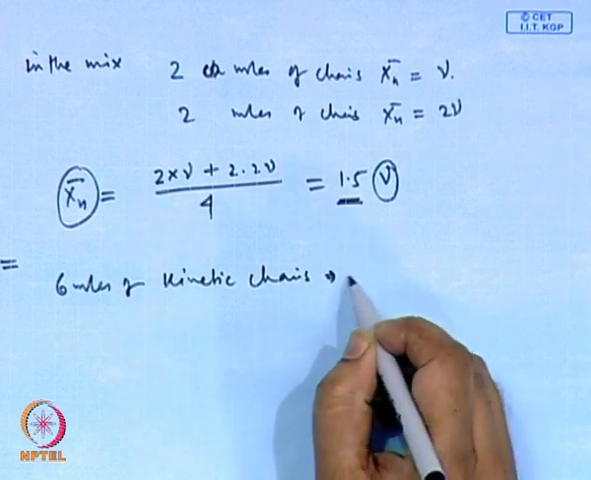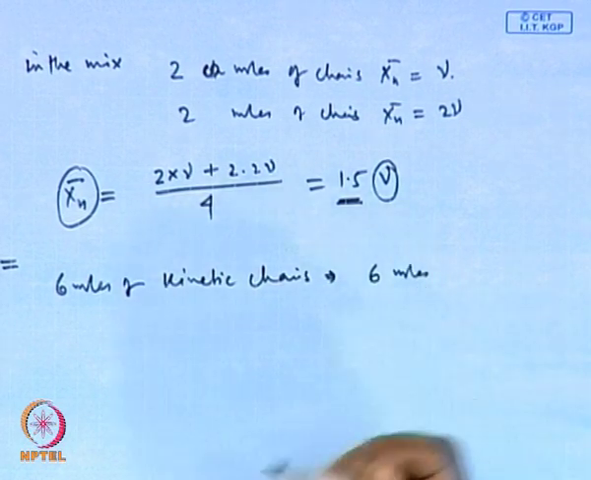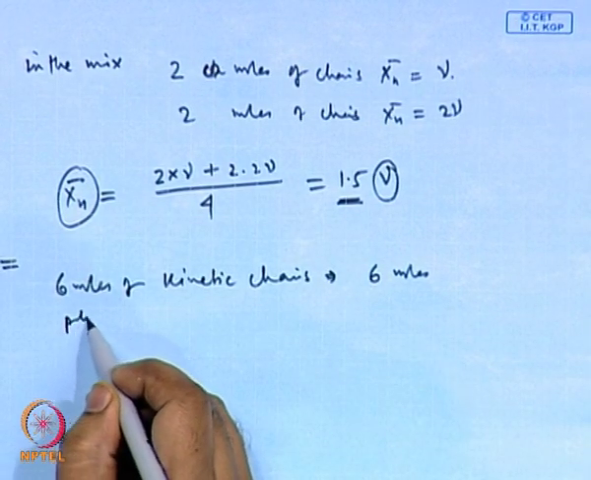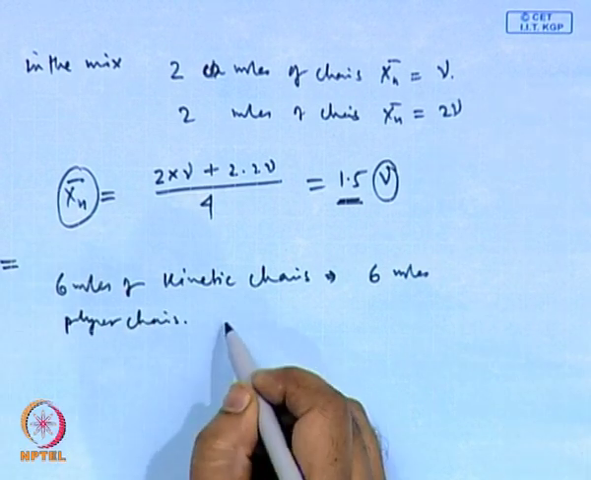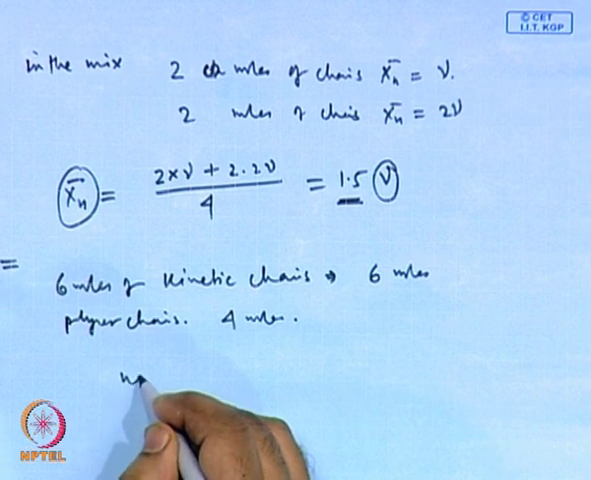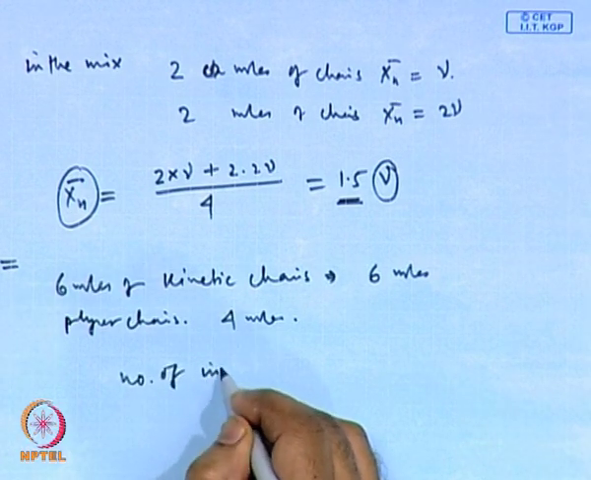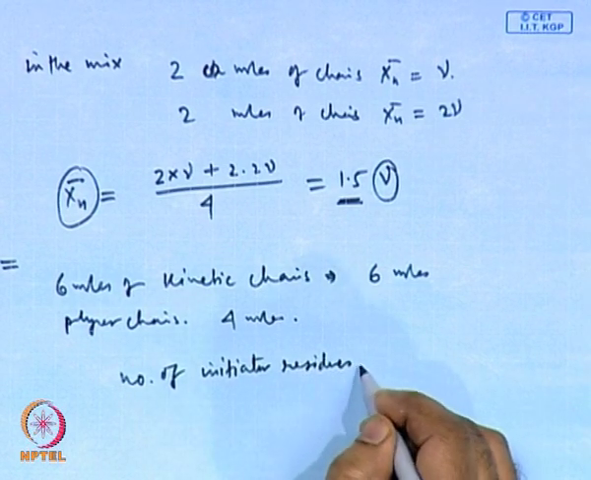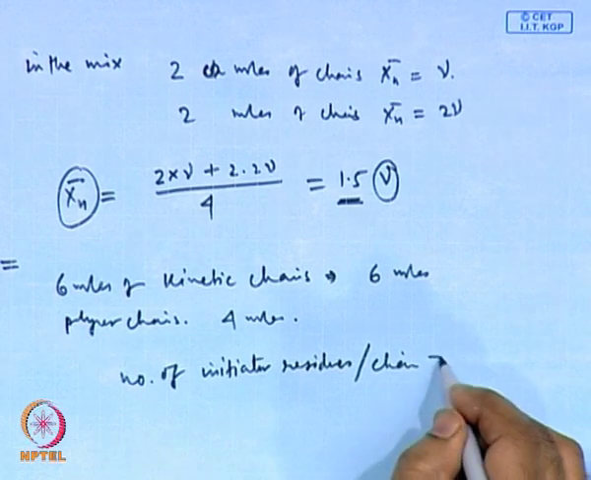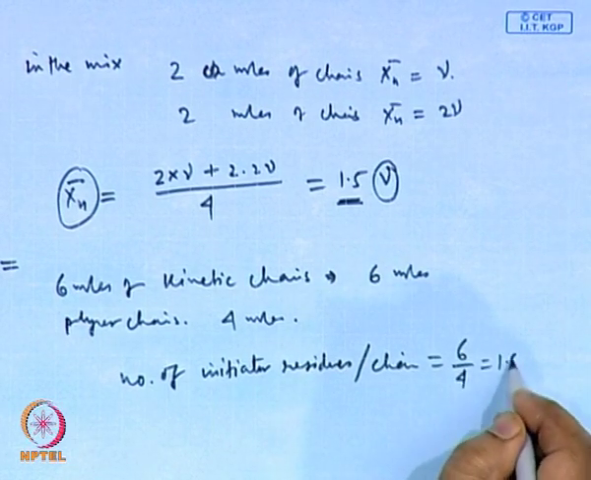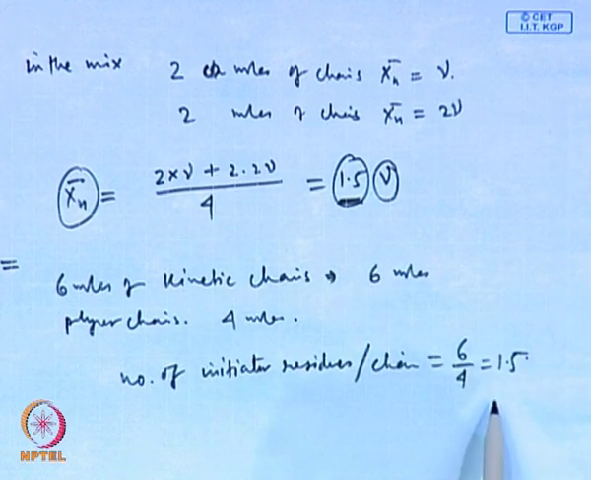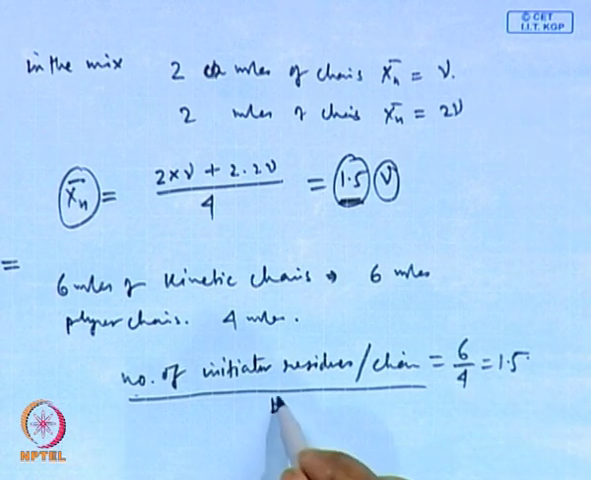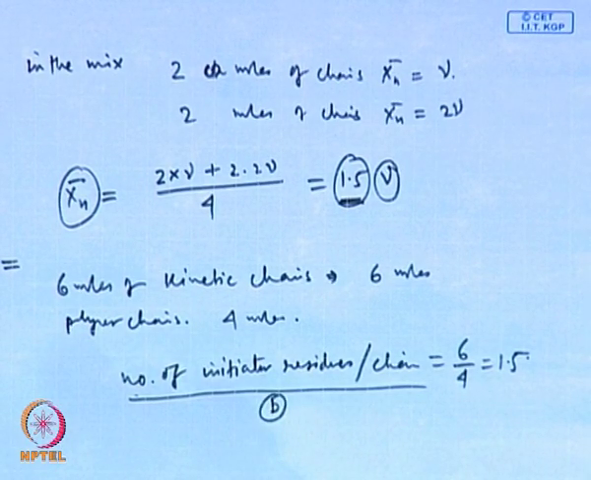So, initiator residues will have 6 moles, each kinetic residue has 1 mole, and you have polymer chains 4 moles. So, the number of initiator residues per polymer chain is again given by 6/4, which is 1.5. This number is nothing but the number of initiator residues per chain, which we term as B.